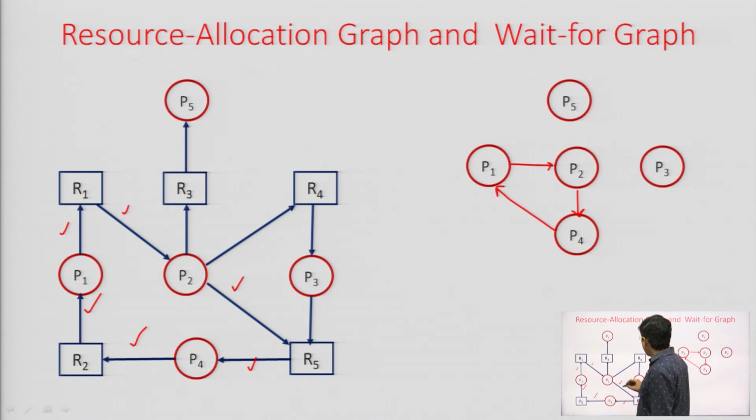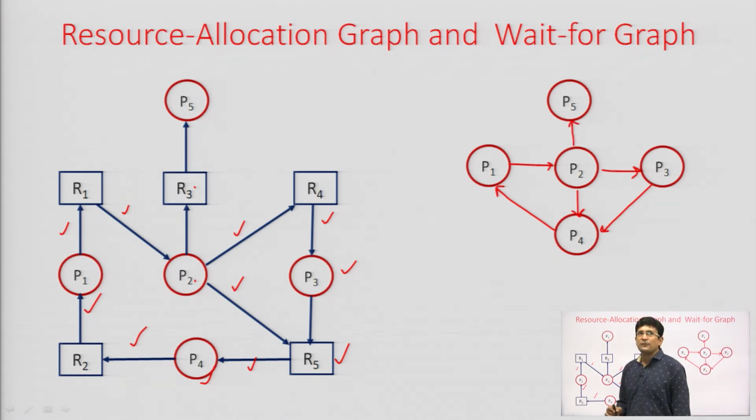Similarly, you can see that P2 process is requesting for a resource R4, which is held by P3. So, P2 to P3, there is a dependency. Fine. Now, P3 process is requesting for a resource R5, which is allocated to P4. So, P3 and P4, there is again a dependency. Okay. Now, P2 process is requesting for R3, which is allocated to P5. So, P2 to P5, this is also a dependency. So, this is the wait for graph for the given resource allocation graph.